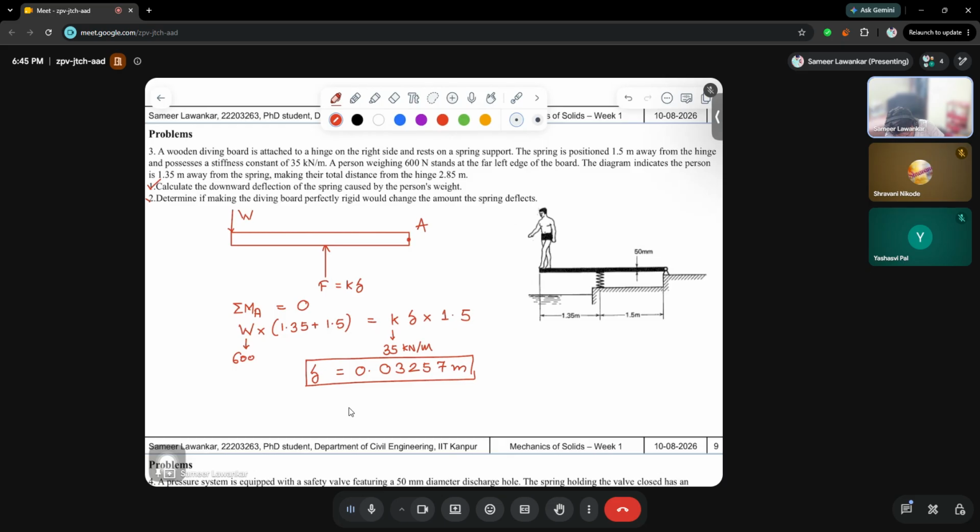Now the second question says: determine if making the diving board perfectly rigid would change the amount the spring deflects. So they are basically trying to make it rigid. Please think about the second question. Will there be a difference in the value of delta, or will there be no difference?